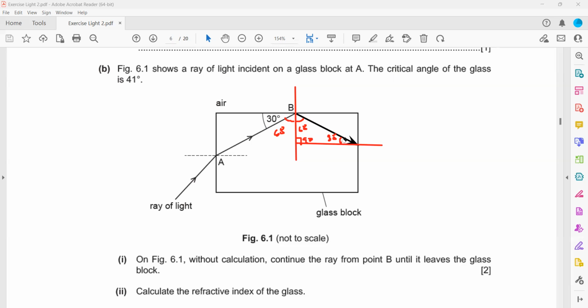Now this angle is less than the critical angle, because critical is 41. So light will refract and it will bend away from the normal. Any angle you can make, but more than 30, that it bends away from the normal. So that's how we have to complete a path. It is not to scale, so don't use a measurement. For a length, you cannot use a length as a measurement.